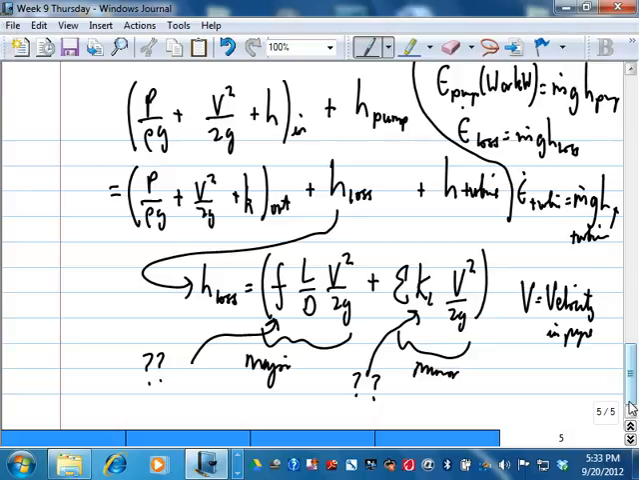Okay, any questions so far? That's the energy equation. That's the one you use. If you want to convert from the energy equation back to actual energy or actual power, that's the equation you use, m dot g h. Remember? No half. Okay, m dot g h, convert that.